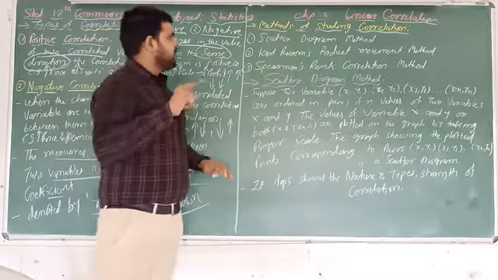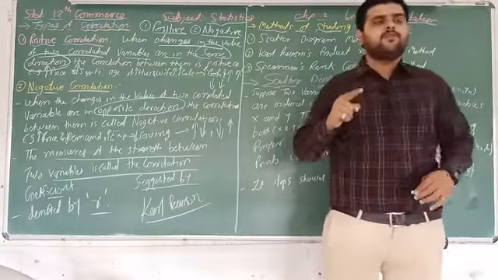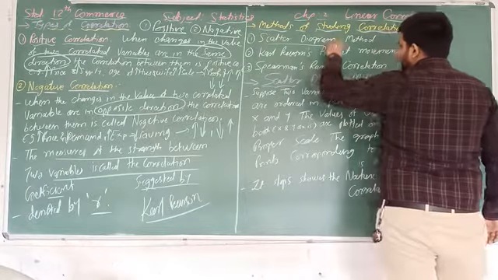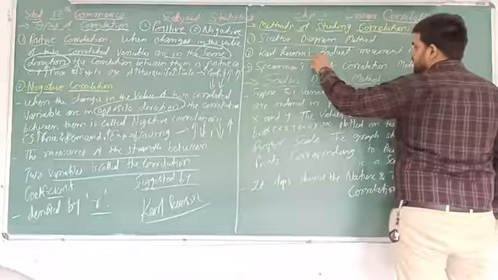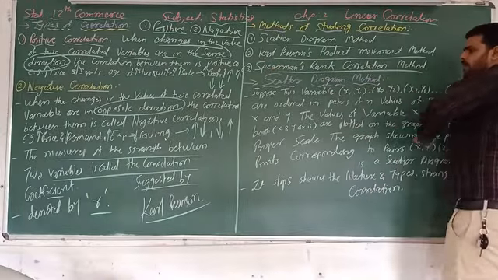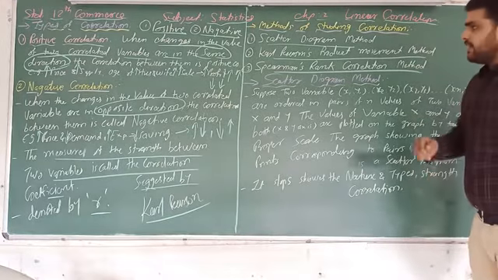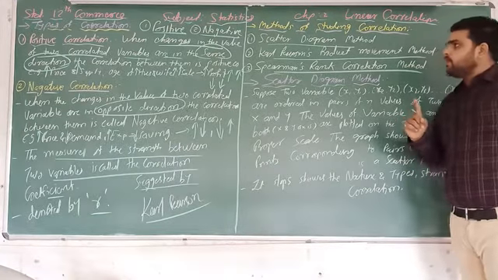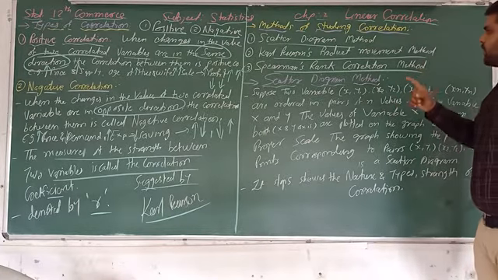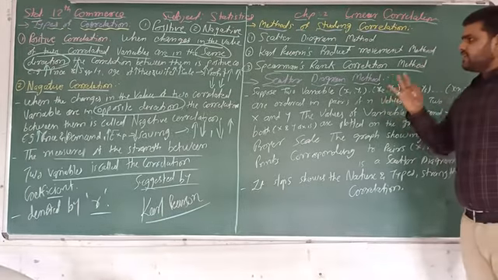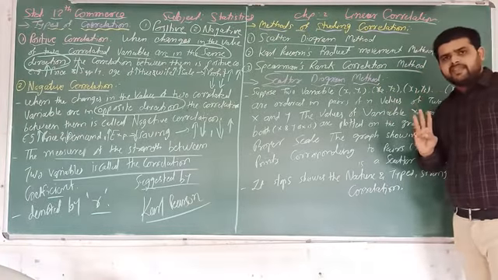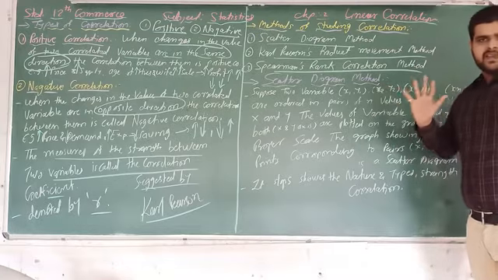Okay, so here we will discuss methods of studying correlation. Three methods are there. Number 1, scatter diagram method. Number 2, Karl Pearson's product moment method, and number 3, Spearman's rank correlation method. So with the help of these three methods, we can find out correlation.